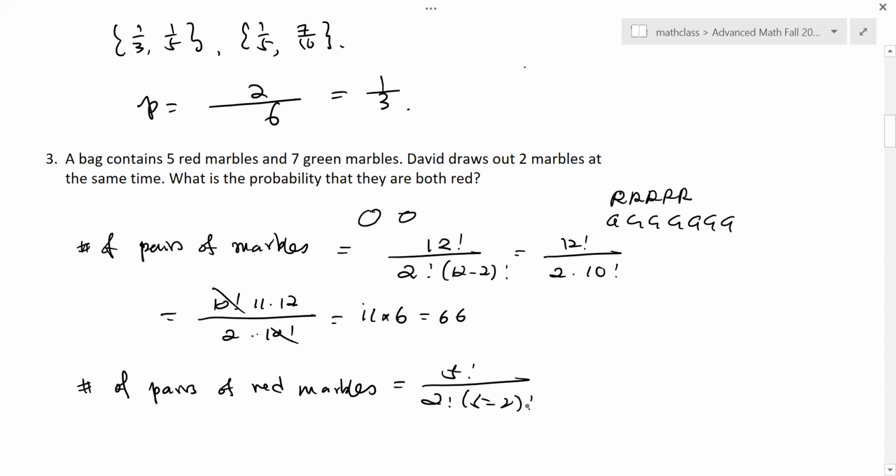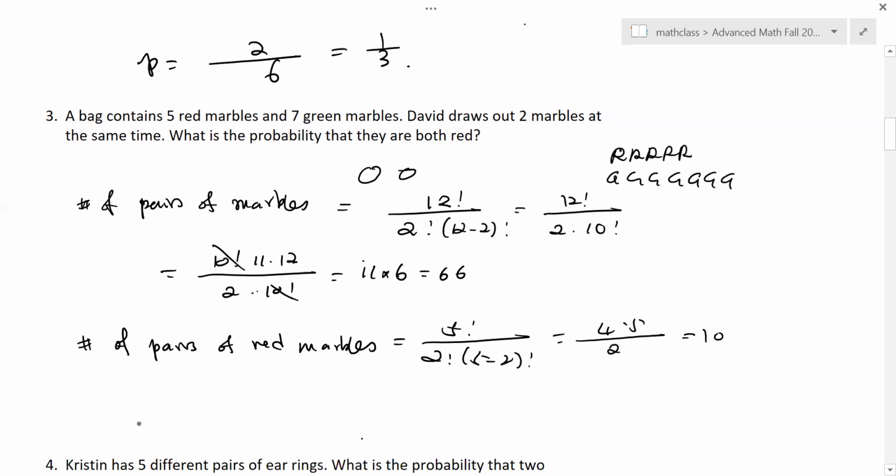Okay. Then you simplify it, and you will get 4 times 5 over 2. I think it's 10. Yeah. You can quickly compute. So you got the numerator and denominator. The probability is 10 over 66. After you simplify, that's going to be 5 over 33. Okay. So we can do that. Yeah, this is the correct answer. 5 over 33. Okay.